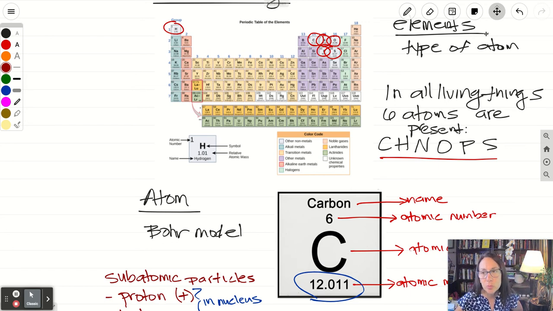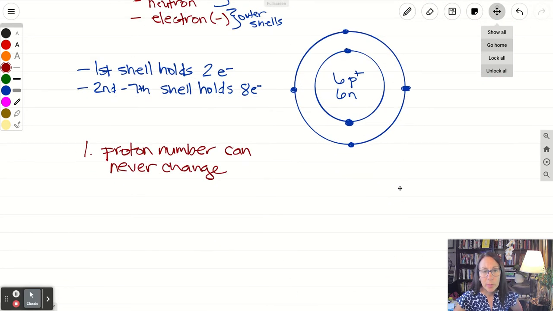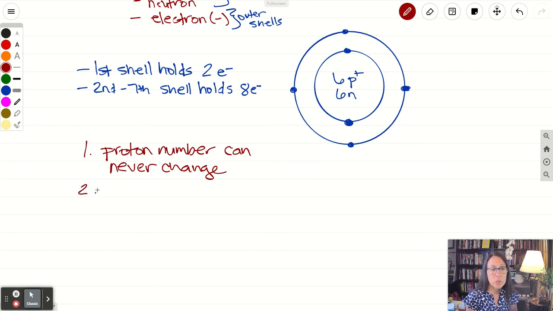Okay, they're too unstable. So what I want to say is the first point is the proton number can never change. If you change the proton number, you are now talking about a different atom. Okay. Rule number 2 is the neutron number can change.